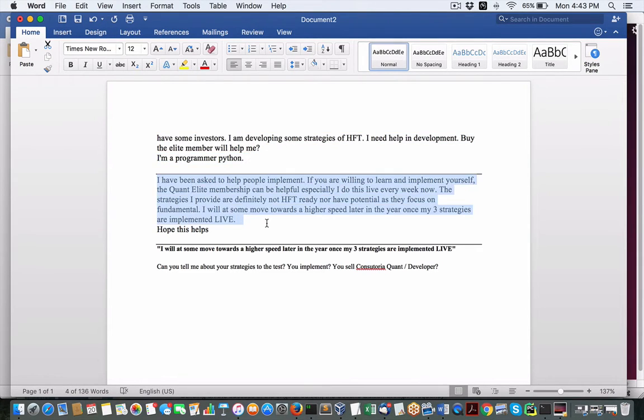Now, I responded with this. I have been asked to help people implement stuff. If you're willing to learn and implement yourself, the Quant Leap can be helpful, especially when I do my live lessons every week. The strategies provided, or I am in the process of providing, are not really HFT ready, nor have the potential, as they focus on fundamental. I will at some time move towards a higher speed later, once these three strategies are implemented live.